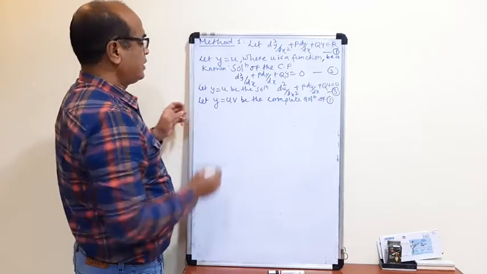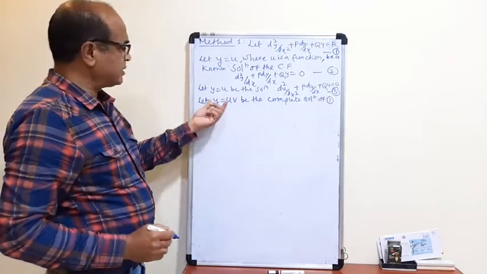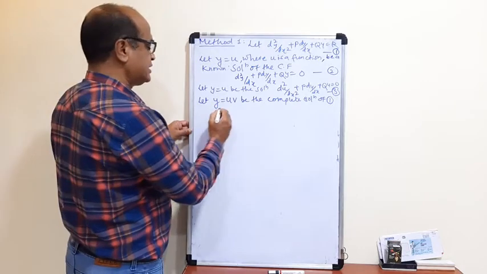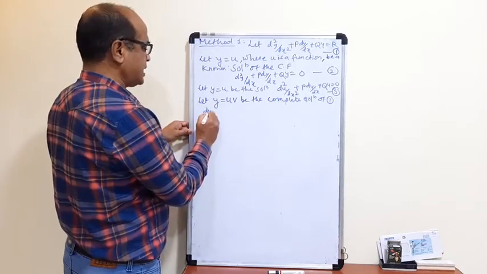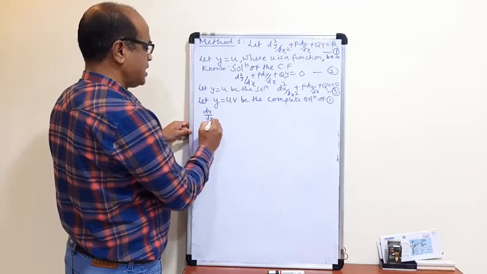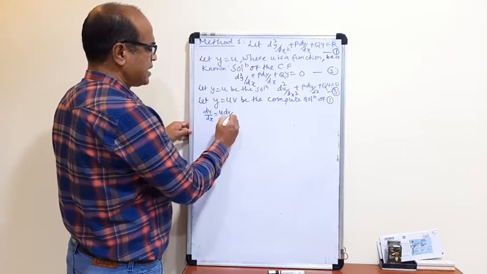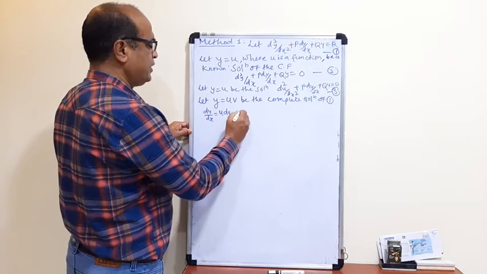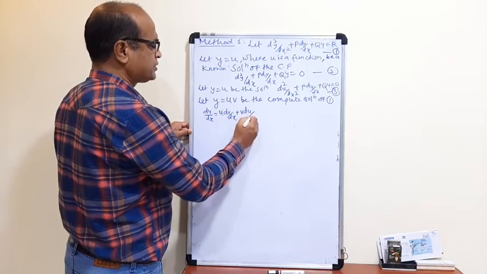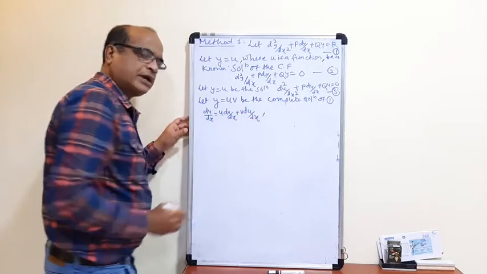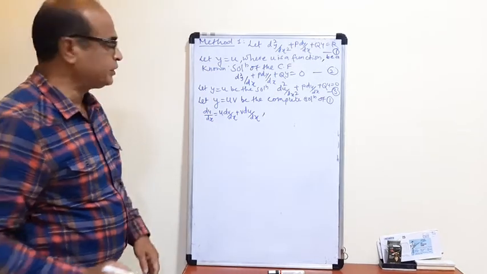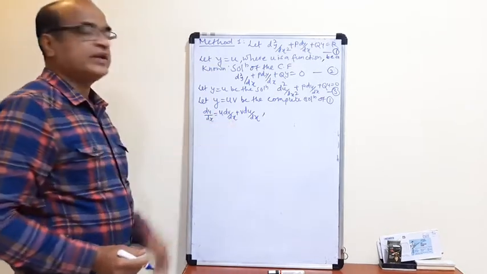Therefore, differentiate this with respect to x. So this is dy by dx equal to u dv by dx plus v du by dx. Okay, so this is dy by dx. Differentiating y equal to uv with respect to x, again we differentiate this.